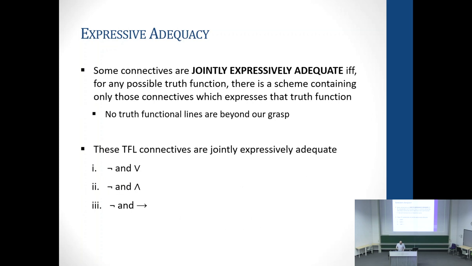So, what can we use this duality for? Well, here's a general idea. Let's say a collection of truth functional connectives are jointly expressively adequate if and only if, for any possible truth function, there's a scheme containing only those connectives that captures the truth function. So again, whatever truth function you want, some connectives are going to be jointly expressively adequate if they can capture that truth function.